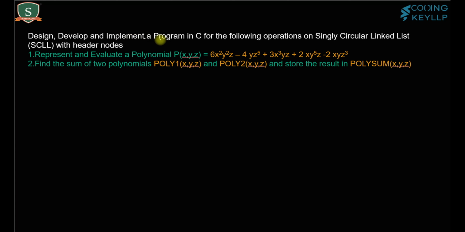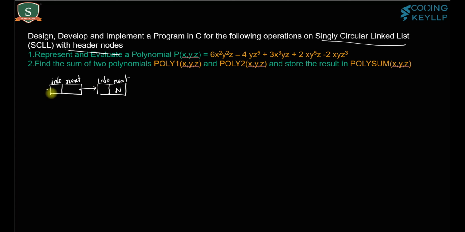In this video, we are going to see how to implement a program in C for single circular linked list with a header node. In a single circular linked list with a header node, let us do the structure. For every node, there are two fields. One is information and another one is next. Next holds the address of next node and it contains two fields again, information and next.